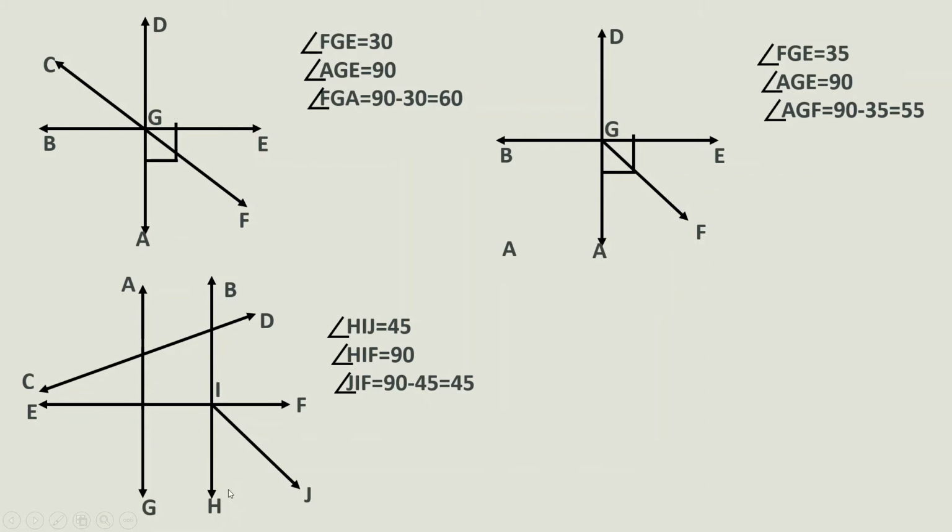In this figure, we know that HIJ is 45 degrees and HIF is 90 degrees. To find out JIF, we just subtract 45 from 90, which also gives us 45 degrees. Now, let's draw a figure.